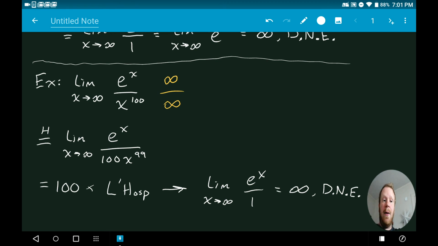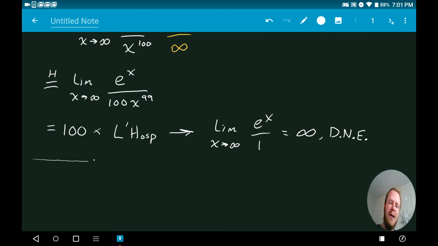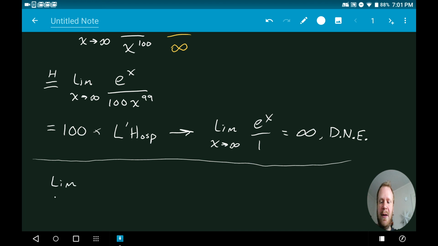All right, the example that I want to leave you with, I'll let you figure it out on your own, but this is a very interesting one to think about. I want you to think about the limit as x approaches 0 of sine of x over x. So give that one a shot, figure out what the indeterminate form is, and I will talk to you later. All right, have fun.